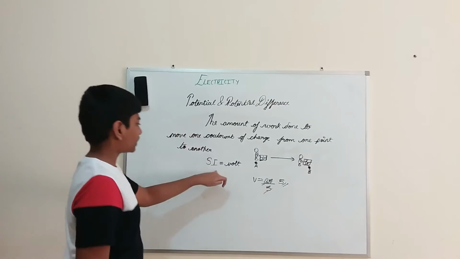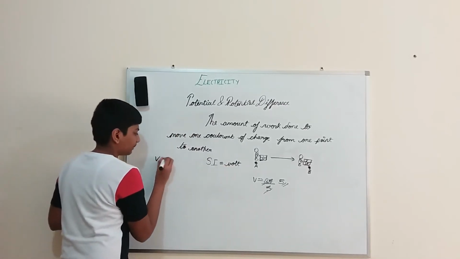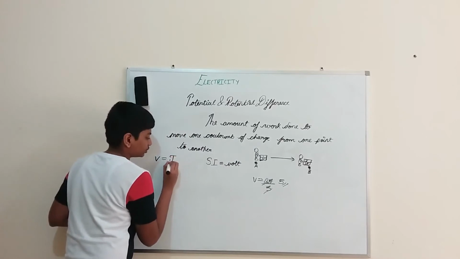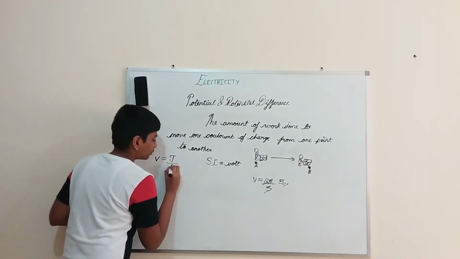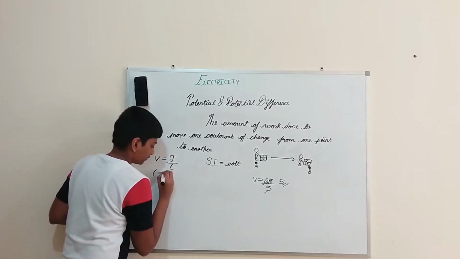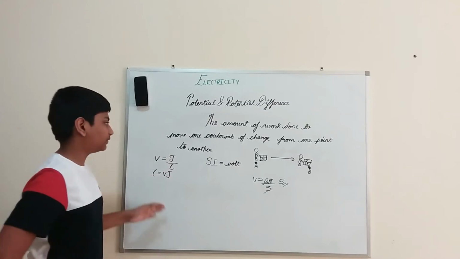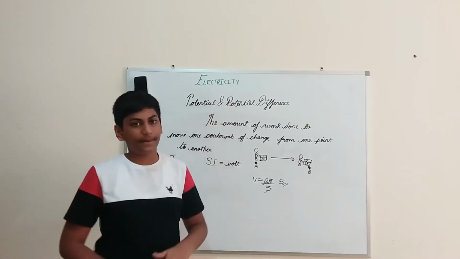So what is the SI unit? The formula is nothing but volt is equal to joules divided by coulomb. Okay, now we have the formula for volt and potential difference.